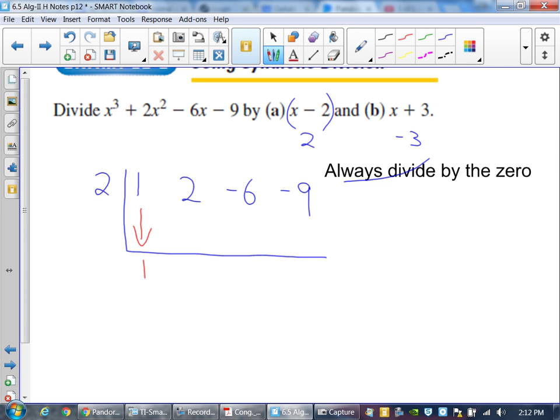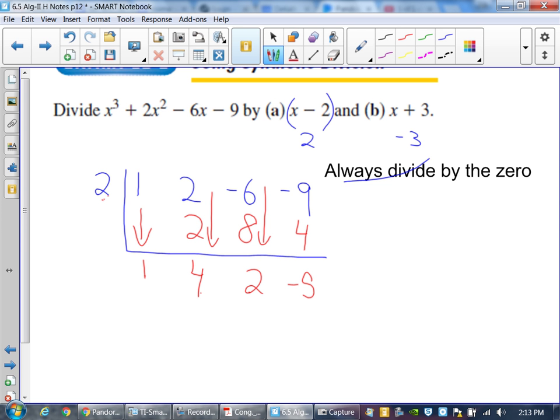That wasn't hard, was it? Okay. Now, what is 2 times 1? Like that there. Now add, going down, what's negative 2 plus 2? What's 2 times 0? What's negative 6 plus 0? What's 2 times negative 6? What's negative 9 plus negative 12? Okay. You're done.